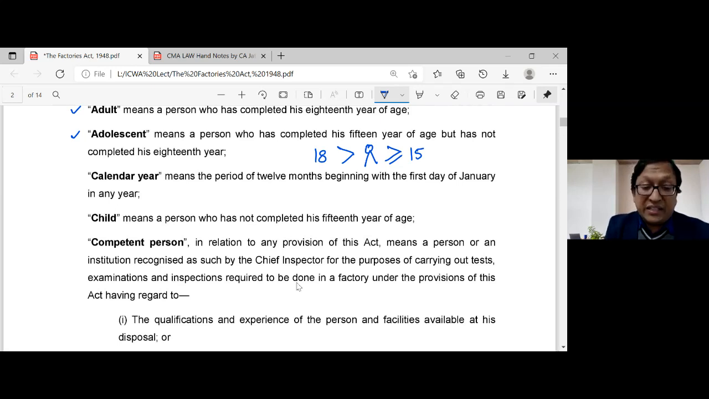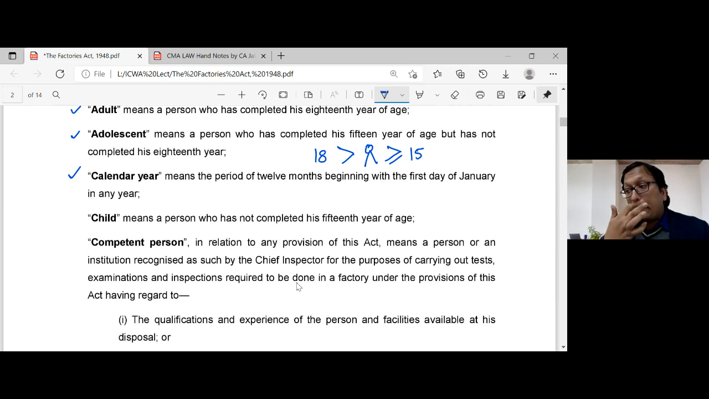Then we have calendar year. Calendar year means the period of 12 months beginning with the first day of January in any year. So they follow the Gregorian calendar, as we take it in the General Clauses Act. You must be aware of one act, the General Clauses Act 1897. That act basically gives you the definitions which are used in various central acts.